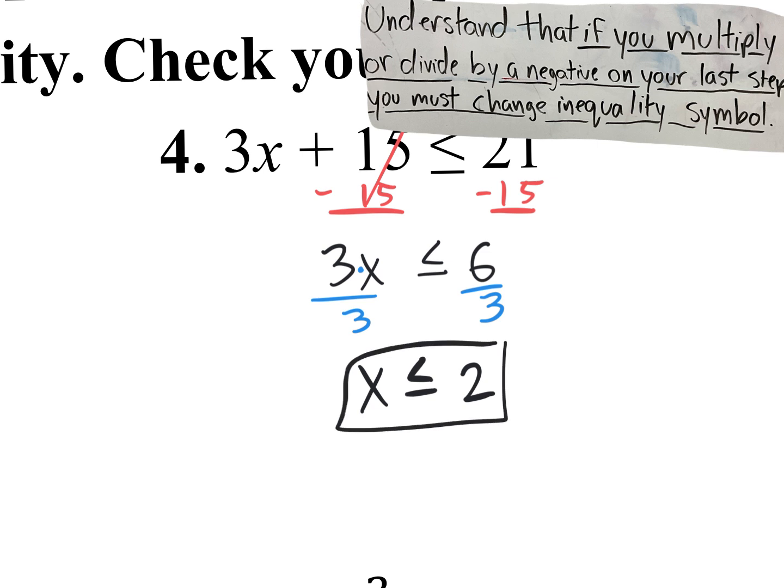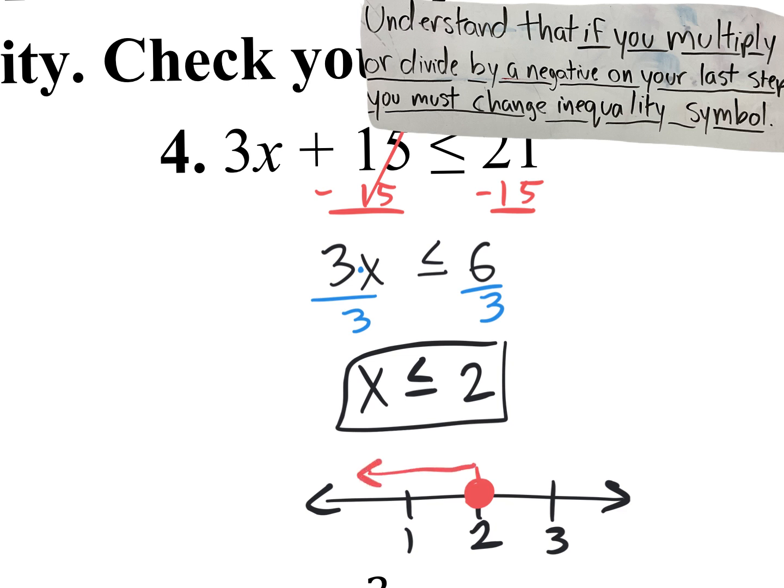Let's graph it quickly on a number line. Put the 2 right in the middle. Bigger values on the right side, smaller values on the left side. Because this inequality has a solid line underneath it, that will be a solid dot. So you're going to fill in the dot, make it solid, and it is going to the left because that is a less than or equal to.